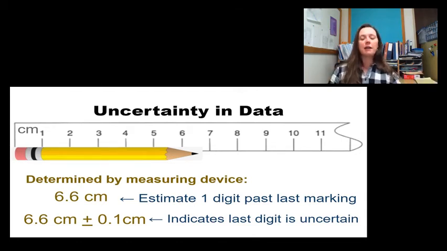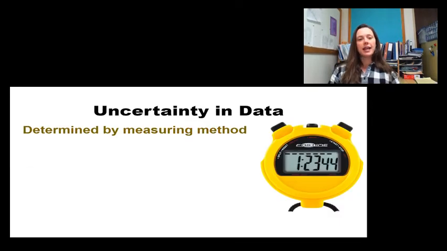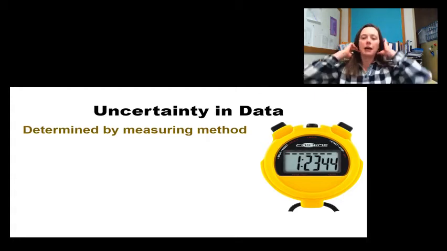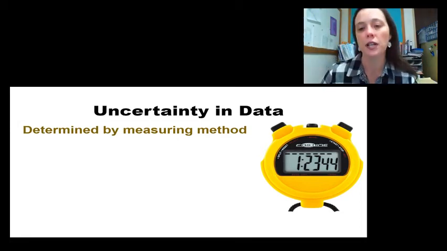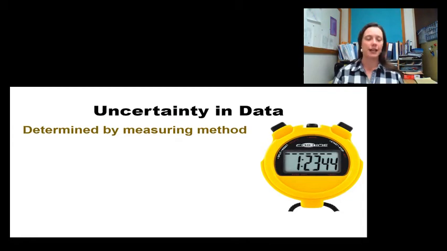You've probably seen something like this in other classes, but the measuring device isn't the only thing that determines the uncertainty in data. The other thing is how you're measuring the data, your measuring method. So consider using a stopwatch. Okay, there's a picture of a stopwatch here. It has a measurement shown on there of 1 minute, 23.44 seconds.